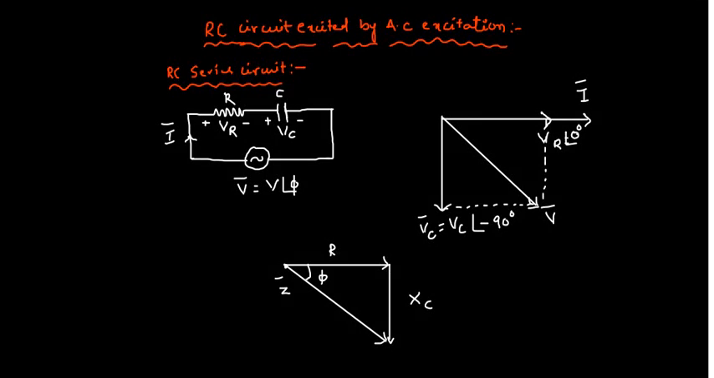So here we are seeing the RC series circuit excited by AC excitation. Here we have taken one resistance and one capacitance connected in series, and it is excited by a voltage source V. So here we have taken V at an angle phi. The voltage across the resistor we have taken as VR, and the voltage across the capacitor we are considering as VC. Because of this V excitation, we got the I bar current in the circuit.